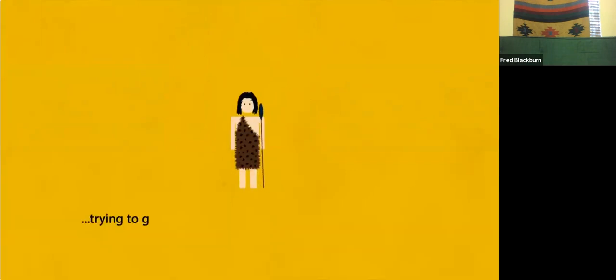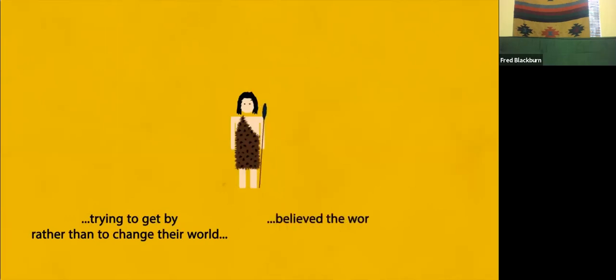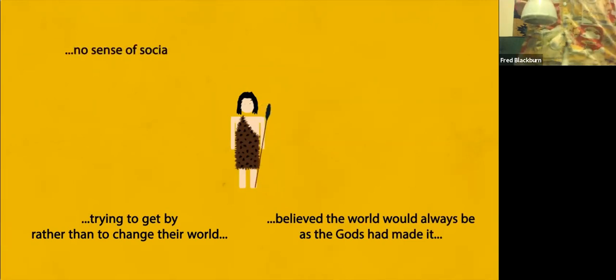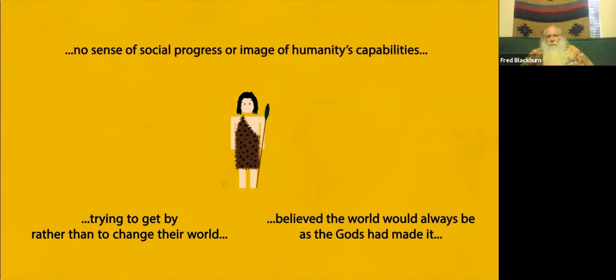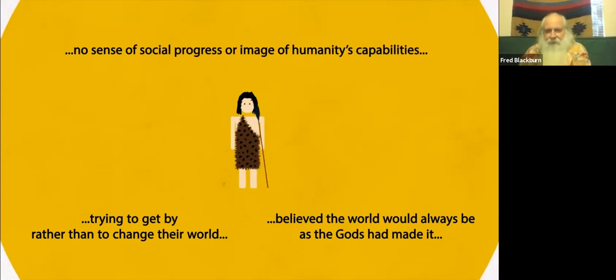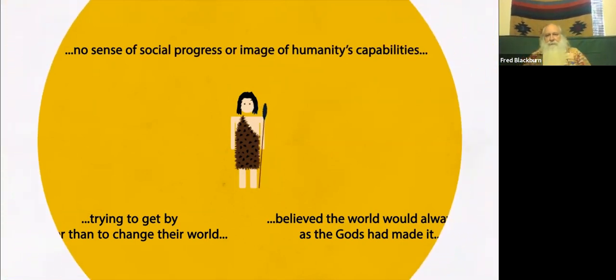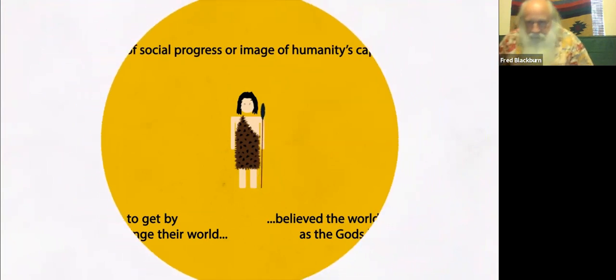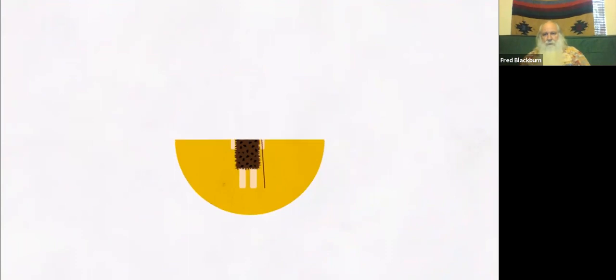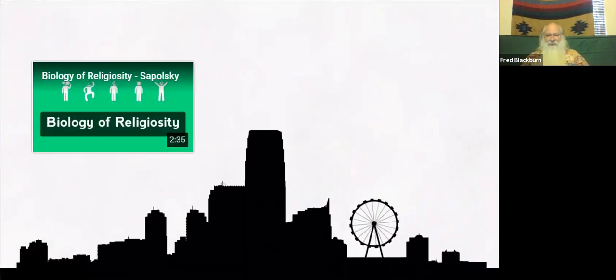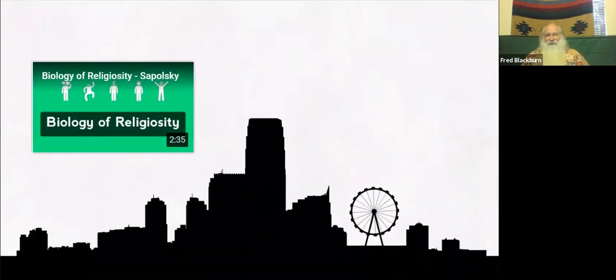Hunter-gatherers were trying to get by rather than to change their world. They tended to believe the world would always be as the gods had made it. They had no sense of social progress or image of humanity's capabilities beyond their abilities. The imagination of those who had a biological potential for genius and those of normal intelligence were limited by their culture. Had it been otherwise, modern society would have appeared much sooner.